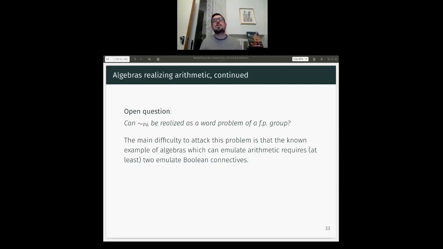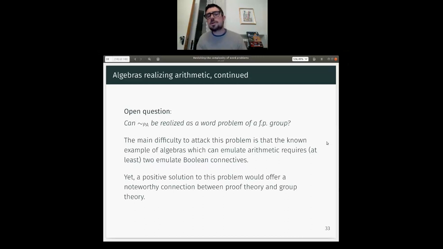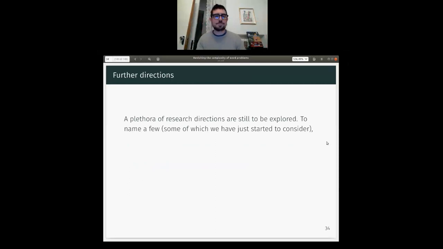Now, in a sense, this is reasonable. Basically, you really would like to emulate the sup and the inf, or at least, in all the known strategies that we have. On the other side, of course, groups are incredibly expressive. You can do a crazy amount of things with them. So there is some possibility that one is able to encode all of arithmetic provability inside the word problem of a finitely presented group. And also, a positive solution would give a nice bridge between proof theory and group theory.